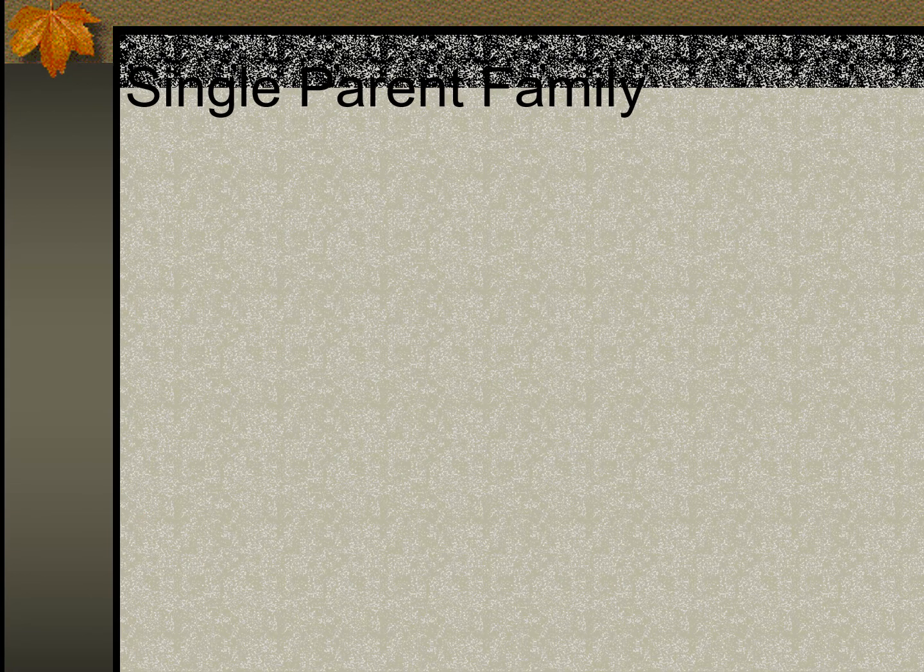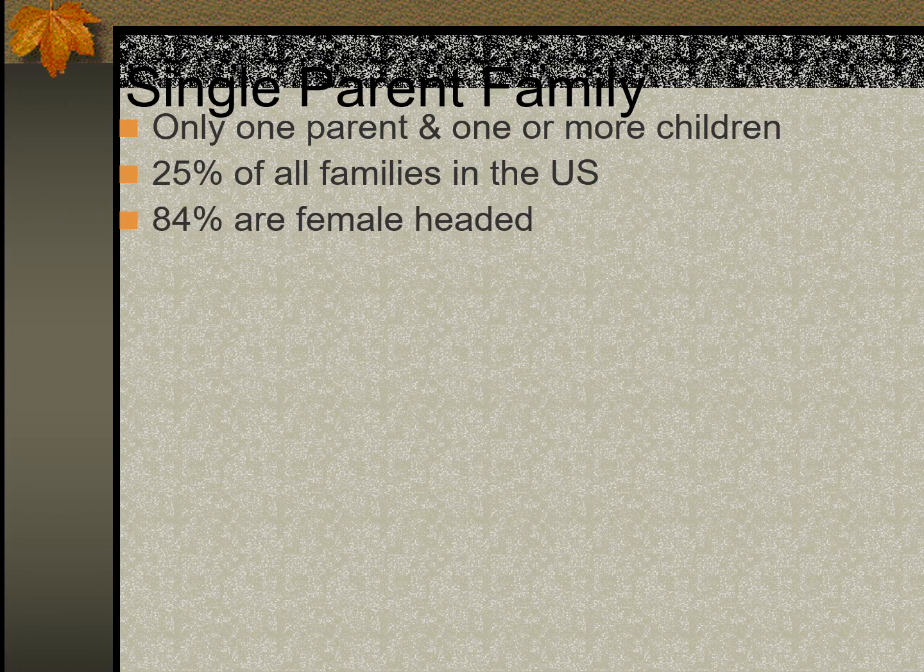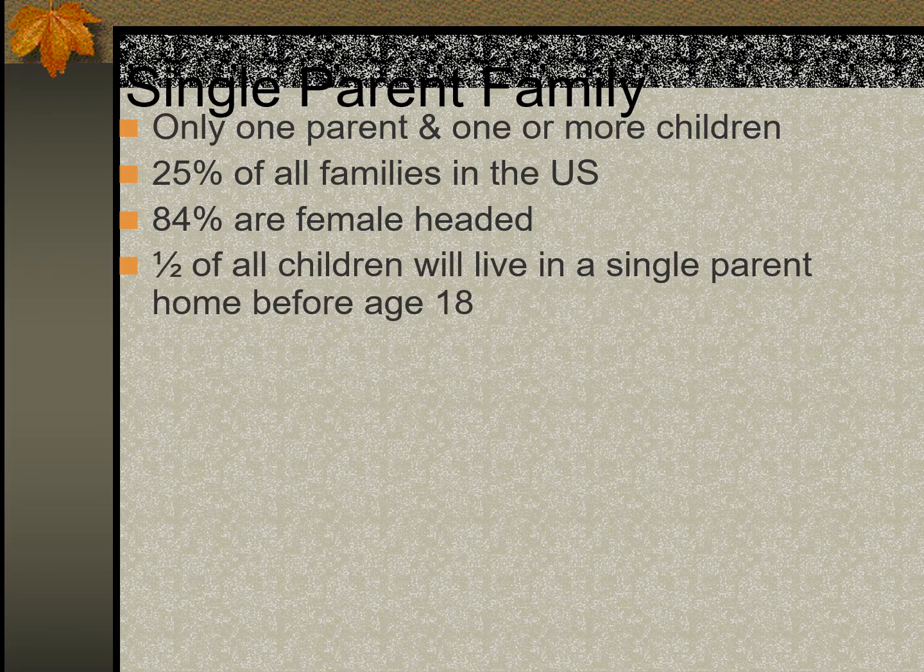So next we have the single parent family, which is one parent and then one or more children. And this is 25% of all the families in the US, and it is rapidly growing. So 84% of these are female headed. Now, when I mention this, I am not saying this is a good or a bad thing. I'm just stating these are the statistics. All right. Statistics, they are just statistics. Okay. So, half of all children will live in a single parent home before the age of 18.